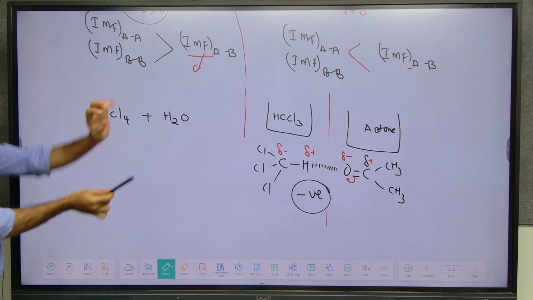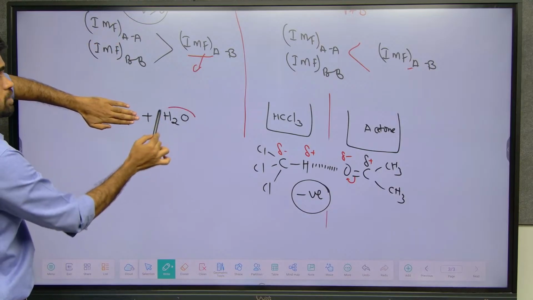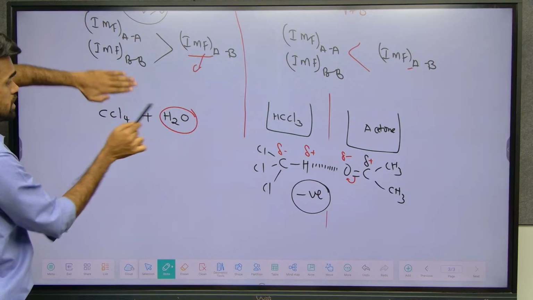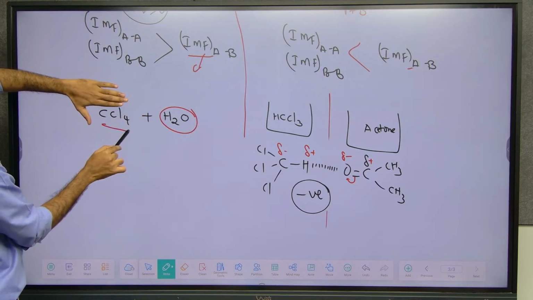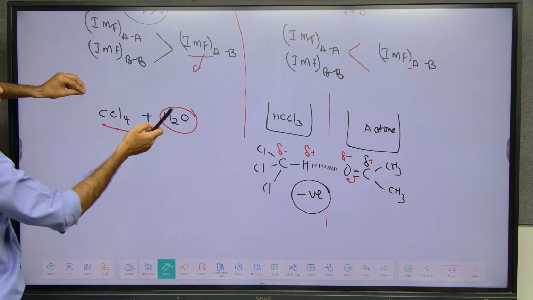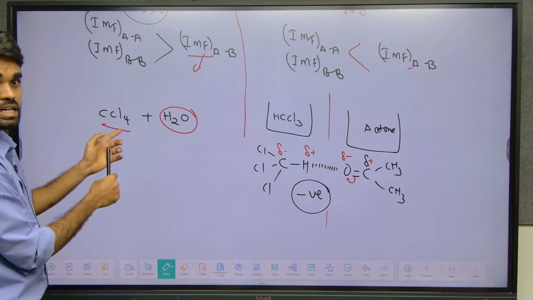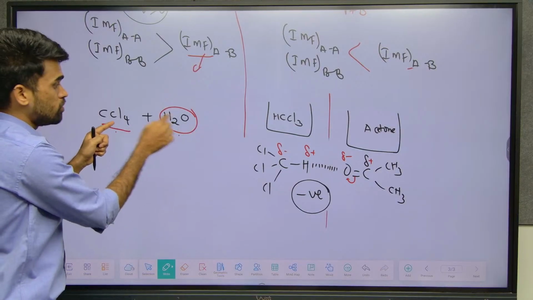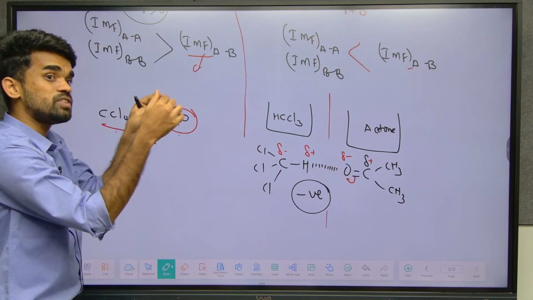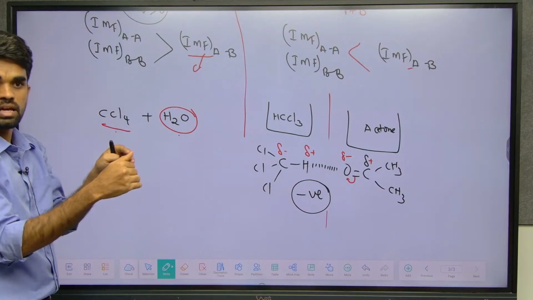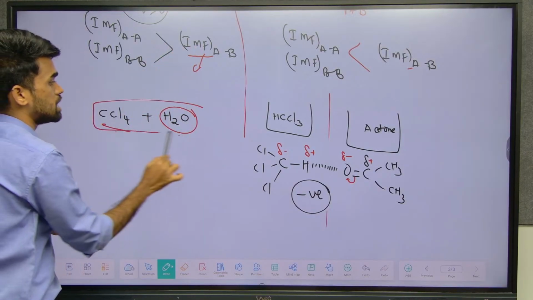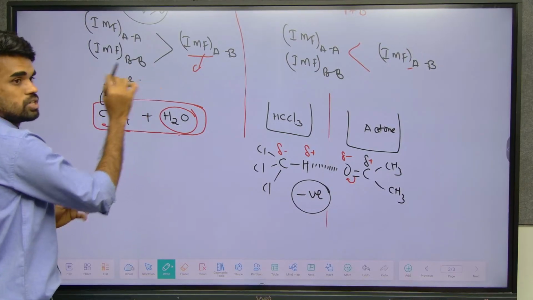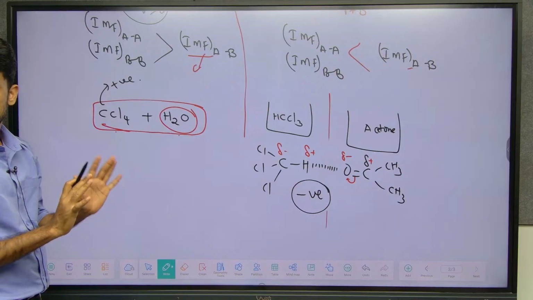See, before mixing, if you compare, this is a polar compound, it has hydrogen bonding with itself. This is a non-polar compound. Now what I am doing is mixing CCl4 with water. This is non-polar, this is polar. So whether the intermolecular force after mixing is greater or less? Less. So this resultant solution, what type of deviation? This is an example of positive deviation. Is this clear everyone?